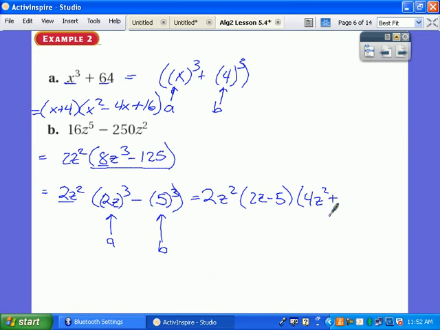plus 10z, and then plus b squared, which in this case is 25. Okay. And that is factored completely. And that would be, at the most, what I would ask of you at this level.